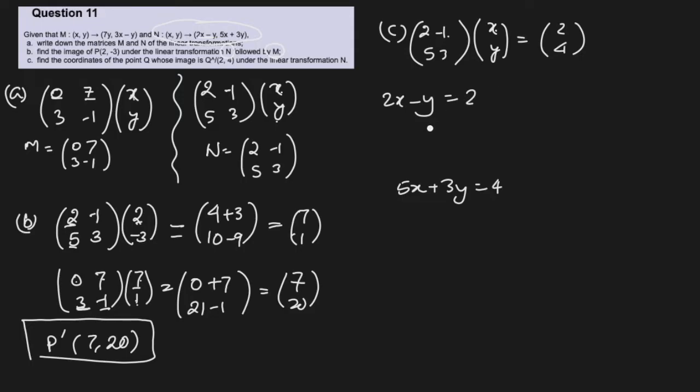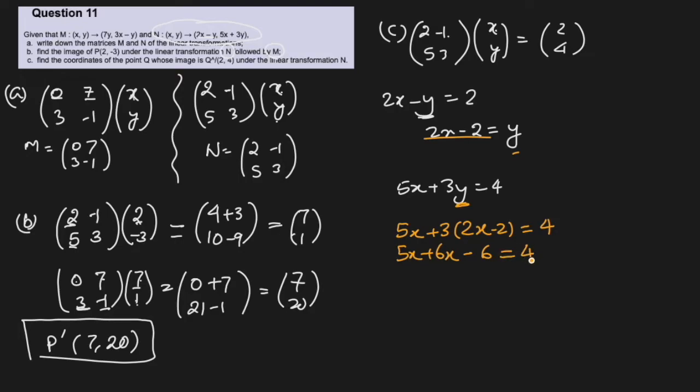Simultaneous equation. So let's isolate this y. So 2x minus 2 will be equal to y. And since we have y isolated, we can substitute that y here. 5x plus 3 times (2x minus 2) equal to 4. Y replaced by its counterpart. So 5x plus 6x minus 6 equal to 4. 11x equal to 4, and this minus 6 becomes plus 6, so 4 plus 6, 10. X equal to 10 over 11.